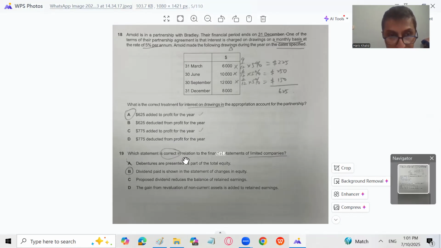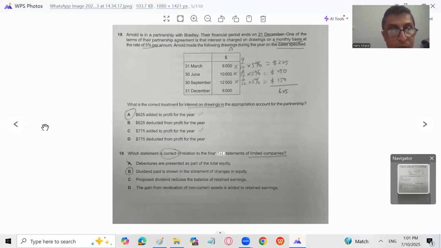Which statement is correct in relation to the financial statements of a limited company? Debentures are presented as part of total equity. Wrong, it's a non-current liability. Dividend paid is shown in the statement of changes in equity. Yes. Proposed dividend is never recorded; it is a footnote. The gain on revaluation is added to retained earnings. No, it does not come in retained earnings. It comes under a separate name, revaluation reserve.